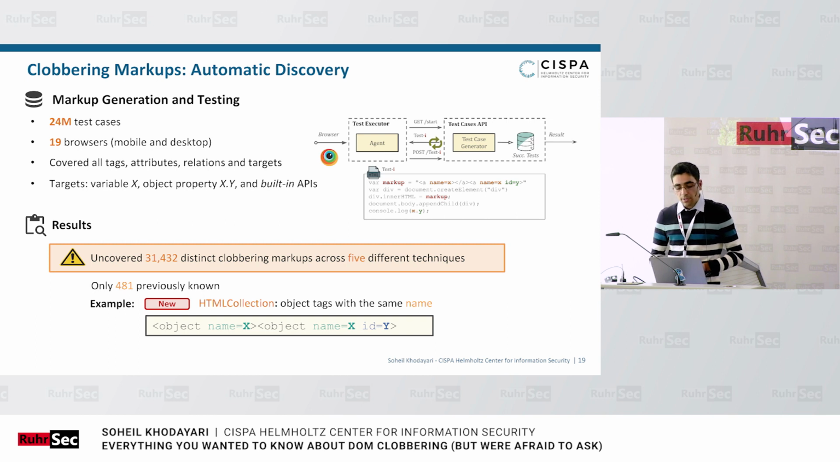An example of these, which is new, is an HTML collection. So for instance, you can use certain combinations of tags with the same name to, again, form an HTML collection, while in the specification, it's only with the ID. So 2 object tags with the same name can form an HTML collection.